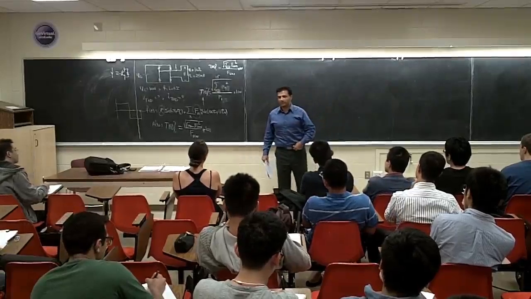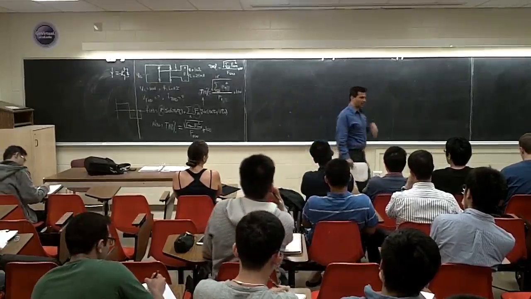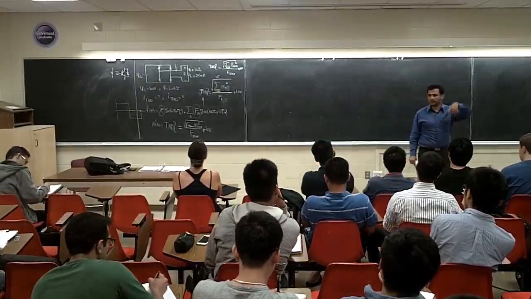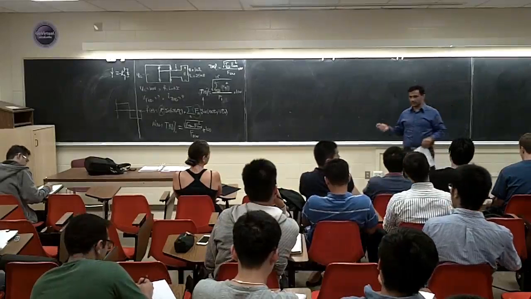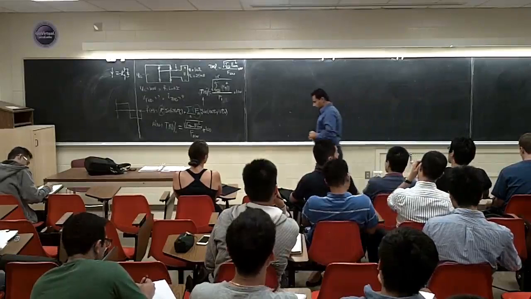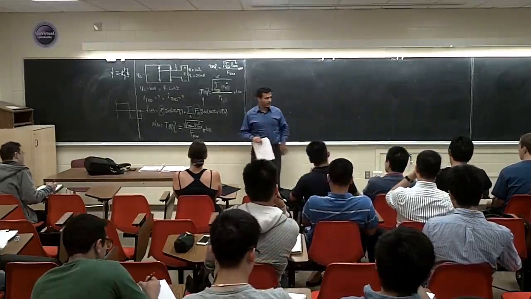Usually less than 5%. If you put it over the scope, even you cannot see by eye. You think it's a perfect sine wave. When you look at it, you think, oh, it's a perfect sine wave. But it's still, the THD is 4%, 3%, something like that.